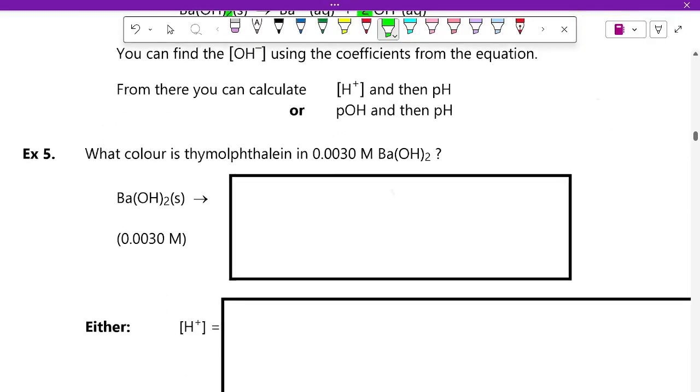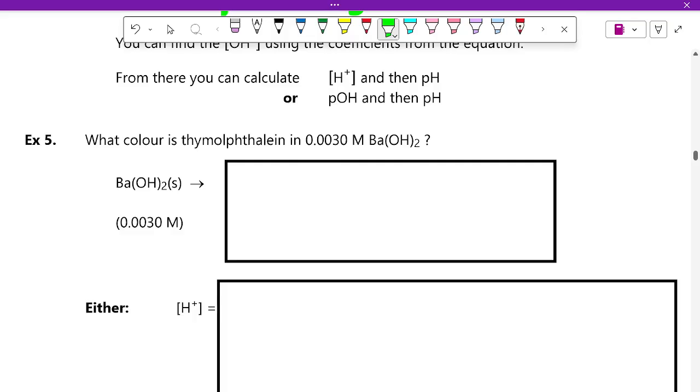So could you please figure out the color of thymolphthalein in 0.0030 molar barium hydroxide? So write your dissociation. A one-way arrow for this one. Yep, because these are strong.